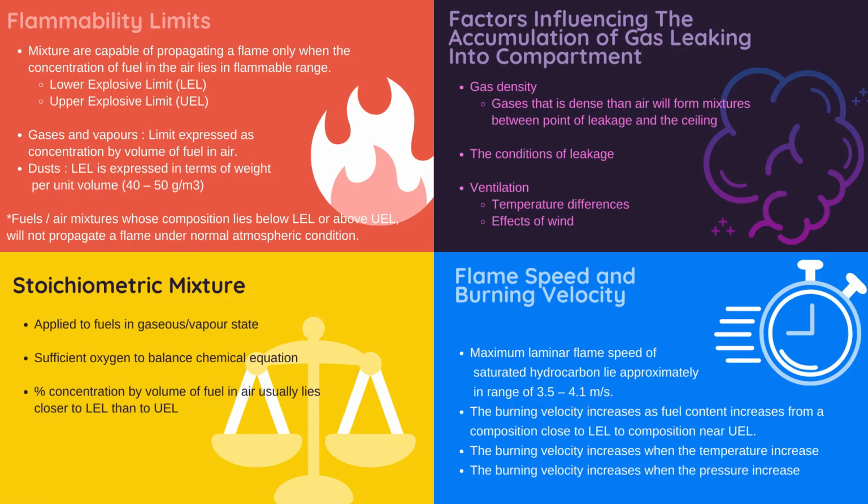Firstly, flammability limits. The mixture of gases, vapors, and dust are capable of propagating a flame only when the concentration of fuel in the air lies in the flammable range. There are two limits in the flammable range, which are the lower explosive limit and the upper explosive limit. For the fuel or air mixture whose composition is not within the range, they will not propagate a flame under normal atmospheric condition.